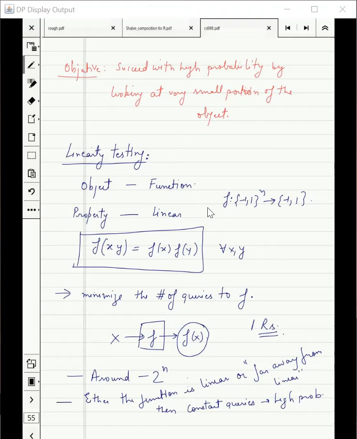First, the function has to be linear or far away. So for the far away notion, we have to decide what that is, but yes, that's the first constraint. And secondly, we do not want an exact solution. We want it with high probability.